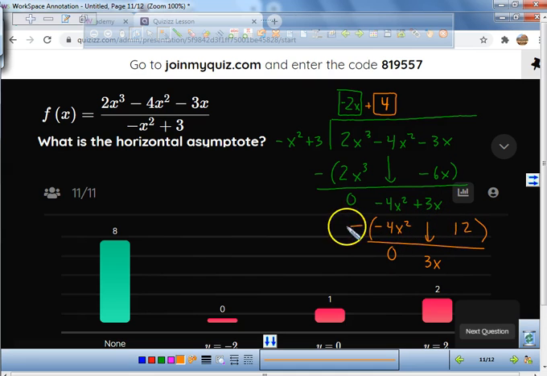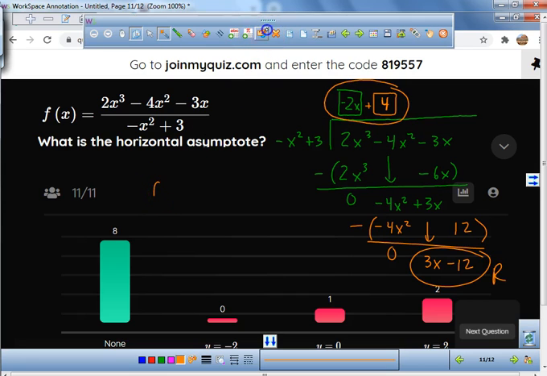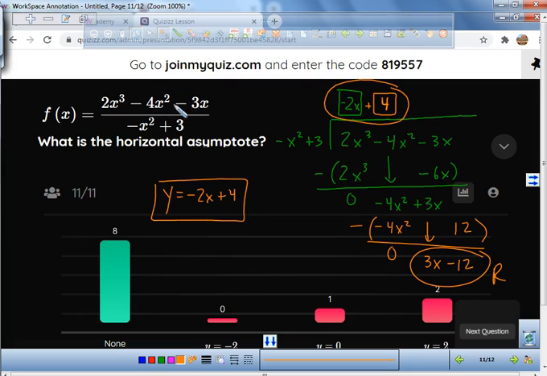3x. Then I have minus 12. What do we call this? We call this the remainder and we don't care about it. The only thing we care about for slant asymptotes is this right here. So our slanted asymptote would be y equals negative 2x plus 4. That would be the slant asymptote for this equation.